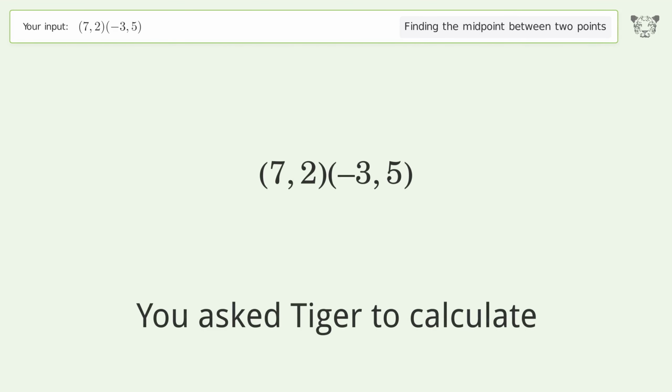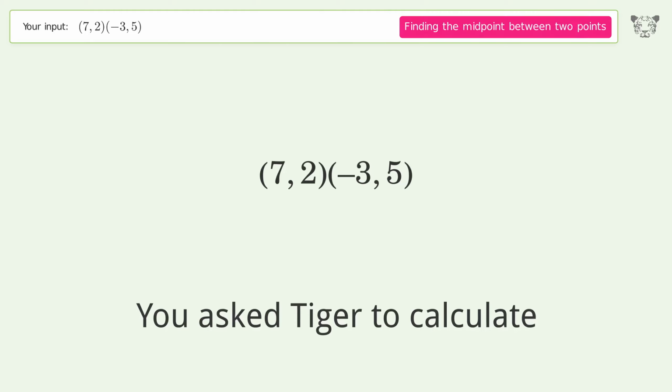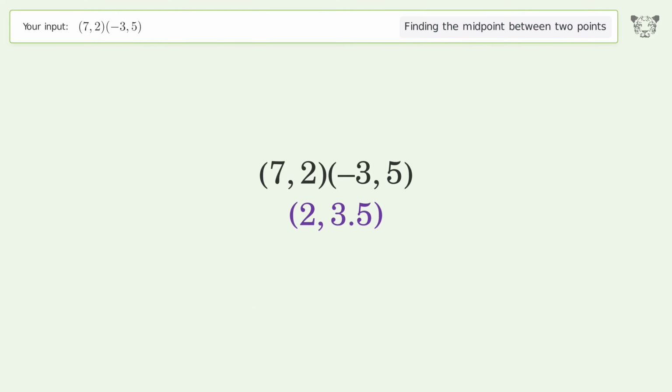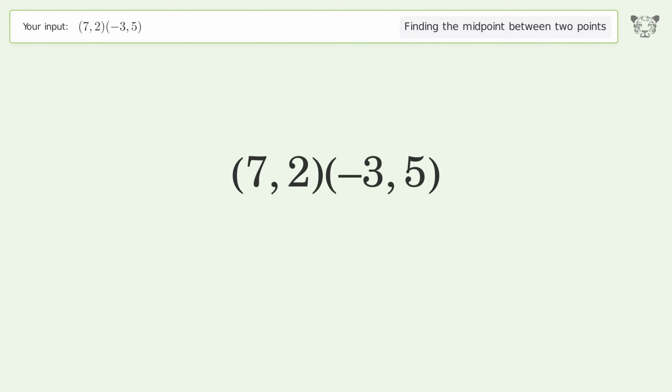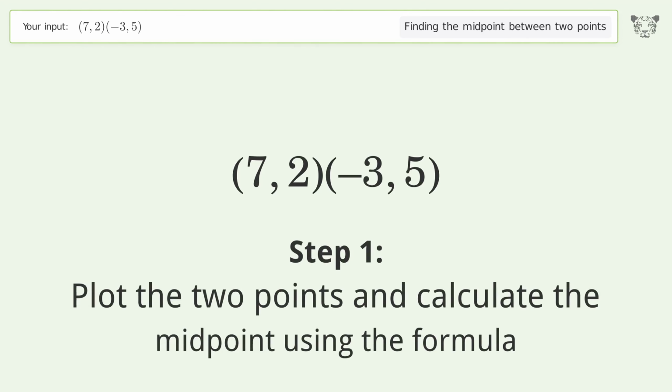You ask Tiger to calculate. This deals with finding the midpoint between 2 points. The midpoint between the 2 points is 2, 3.5. Let's solve it step by step. Plot the 2 points and calculate the midpoint using the formula.